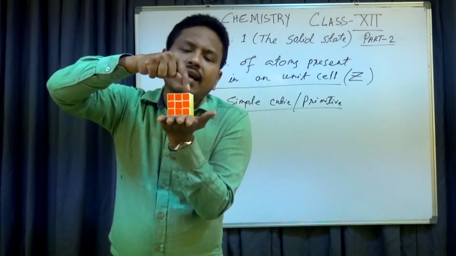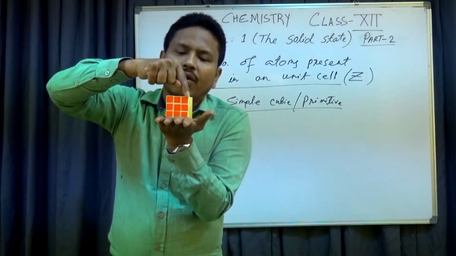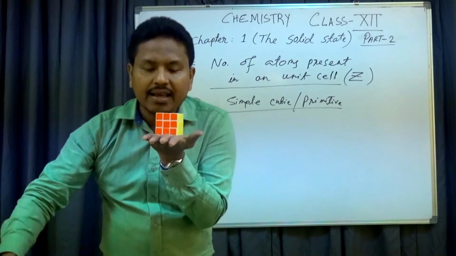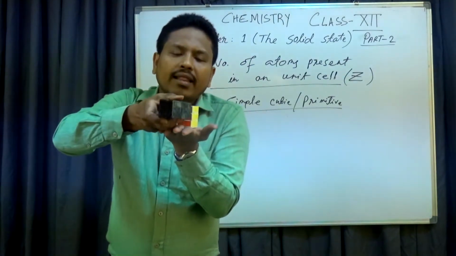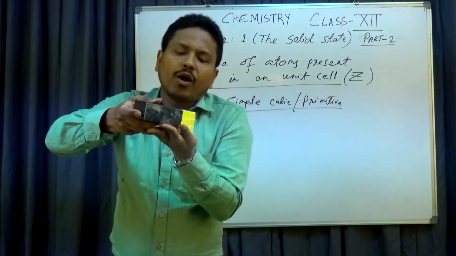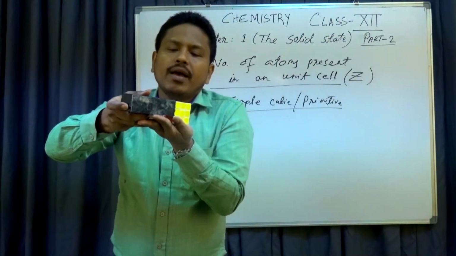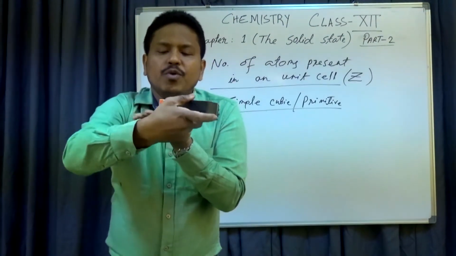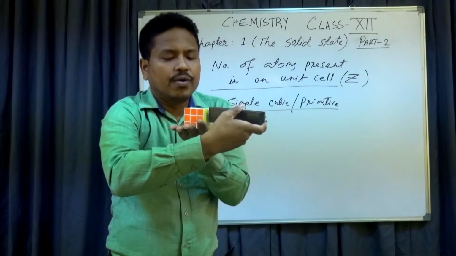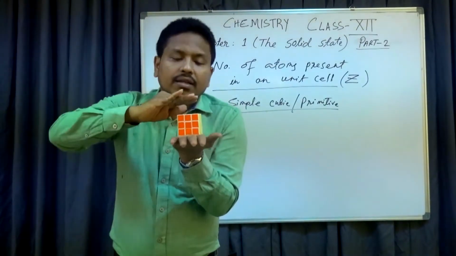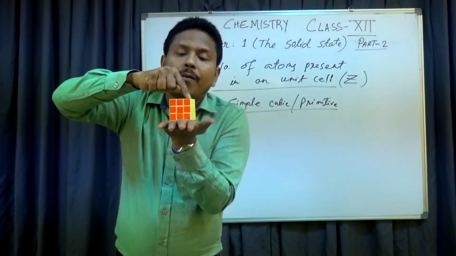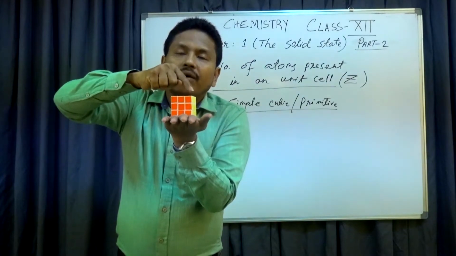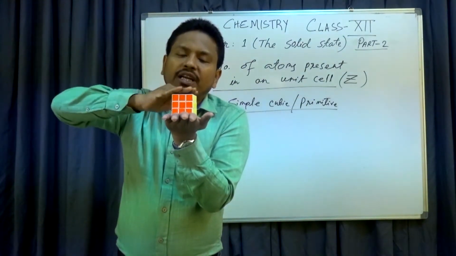Let an atom be present at this corner. Whenever another cube comes here, that corner is the common corner of the 2 cubes. Next, another cube will be here, a 3rd cube, a 4th cube. Look at this. Consider this corner atom. This is an atom belonging to this particular unit cell.